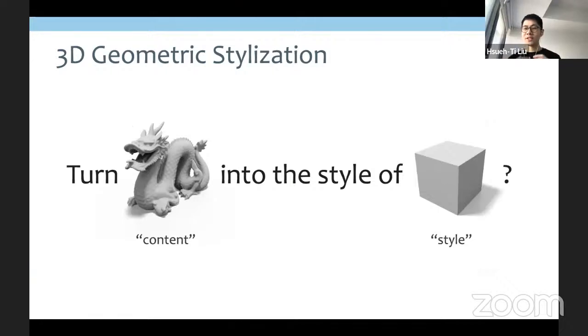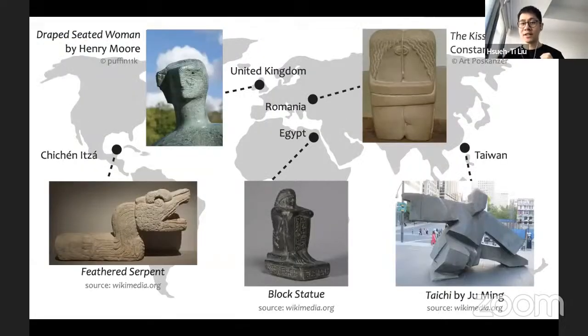So in this stylization, we study the problem of how we can turn a content geometry like this dragon into the style of another shape, such as a cube here. And for clarity, we're going to take a deeper dive into this cube for now. The reason is that cubic style is actually a very important artistic style across art history. So in this slide, you're seeing many cubic sculptures. You can see that artists tend to preserve important features from the content geometry, such as the eyes and the hair, so that we can recognize the subject of the sculpture.